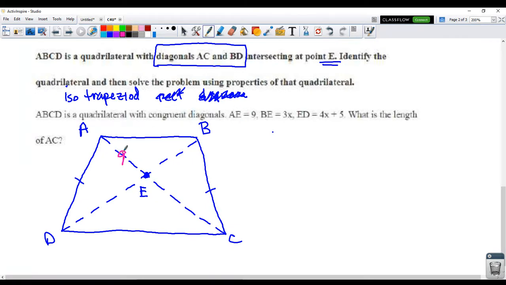This length here is 9, A to E is 9, B to E is 3x, E to D is 4x plus 5.